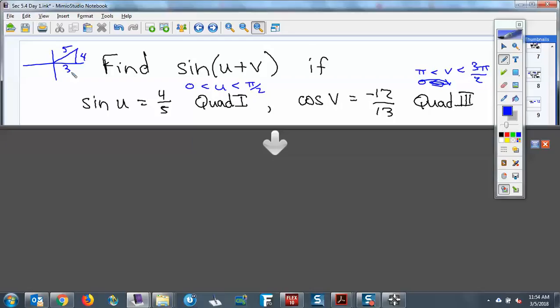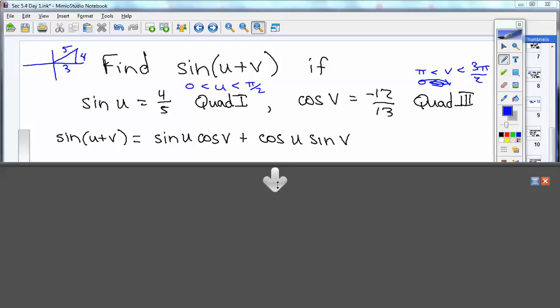And then we're going to do the same thing in the other one. Now we're supposed to find sine of u plus v. All right? What's sine of u plus v? Well, sine of u plus v is our new identity, right? So to find that answer, we need sine u, which we're given. We need cosine v, which we're given. We need cosine u, which we can get from the triangle. And we need sine v, which we can get from that triangle that we'll draw when we get back. And then we'll have our fractions, and then we can just multiply them together.